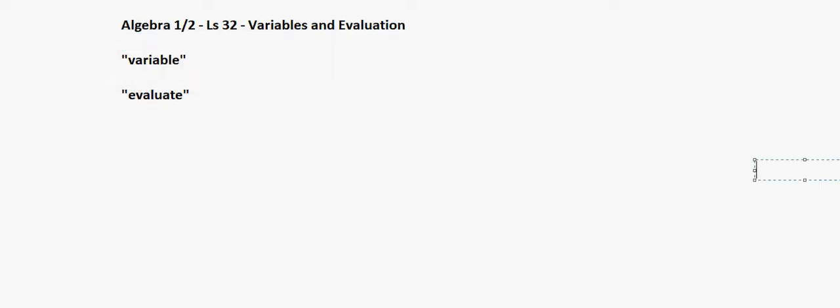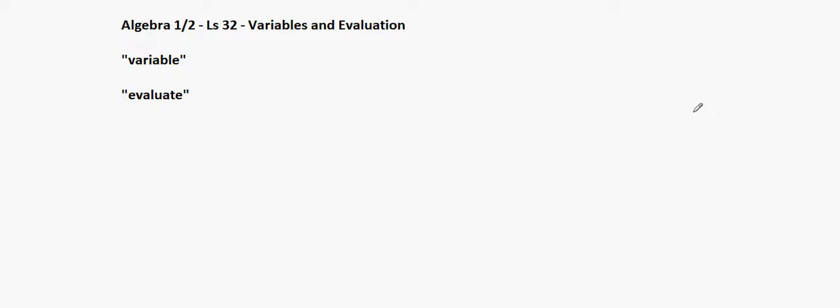Lesson 32 is called Variables and Evaluation, found on page 107. Algebra half could be called pre-algebra because it's an introduction to concepts you'll need next year in the first year of algebra. A couple of concepts you just got to know to be prepared for that class are words like variable and evaluate. So today's lesson is called Variables and Evaluation.